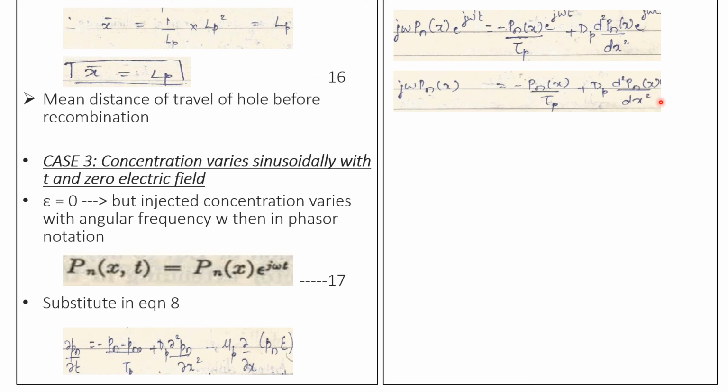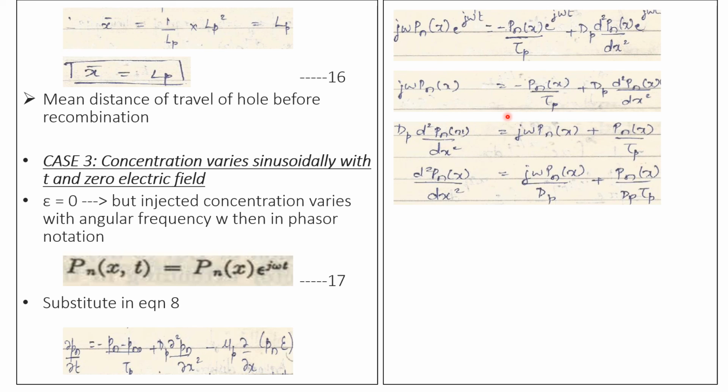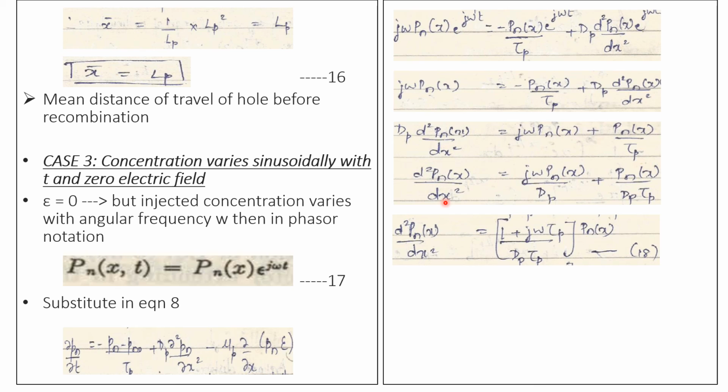Dividing throughout by e raised to j omega t, you get this equation. Rearrange the equation in this form, that will be Dp d square Pn of x upon dx square is equal to j omega Pn of x plus Pn of x upon tau p, taking Dp on the other side in the denominator. So you get d square Pn of x upon dx square. Multiplying and dividing the first term by tau p, you get tau p in the denominator. So Dp tau p will be there in the denominators of both these terms.